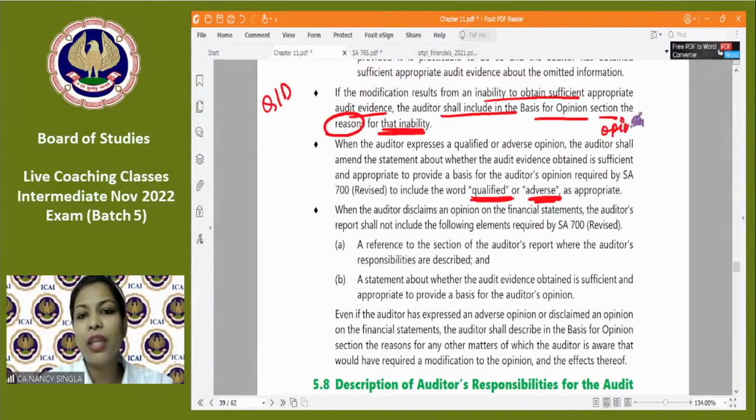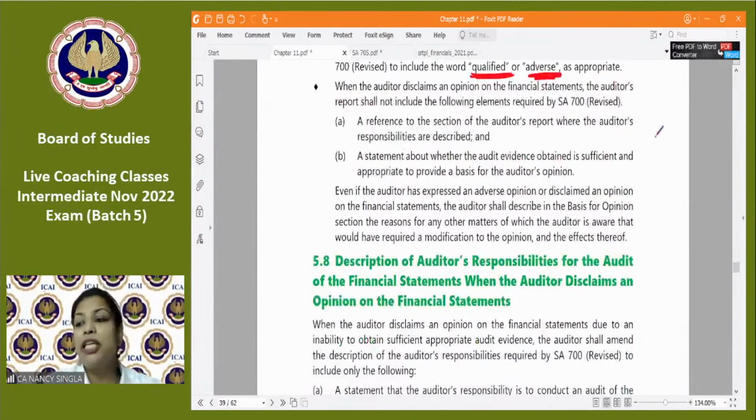opinion wherever in the report you are using these words. Like, what will come before opinion? Qualified opinion or adverse opinion. Clear? Is it clear? Now with respect to disclaimer of opinion, what does disclaim mean? I'm not giving any opinion. Okay? Here it says that when the auditor is disclaiming an opinion, the auditor is not giving an opinion.